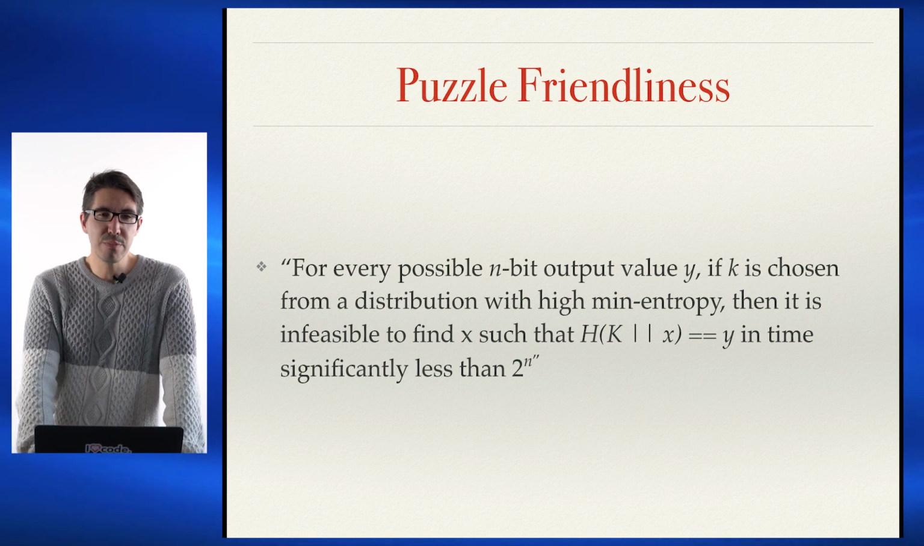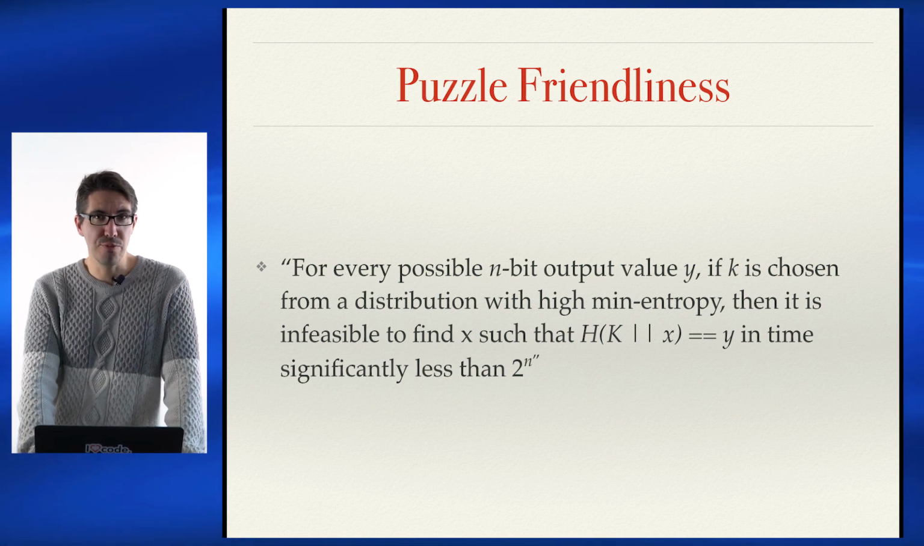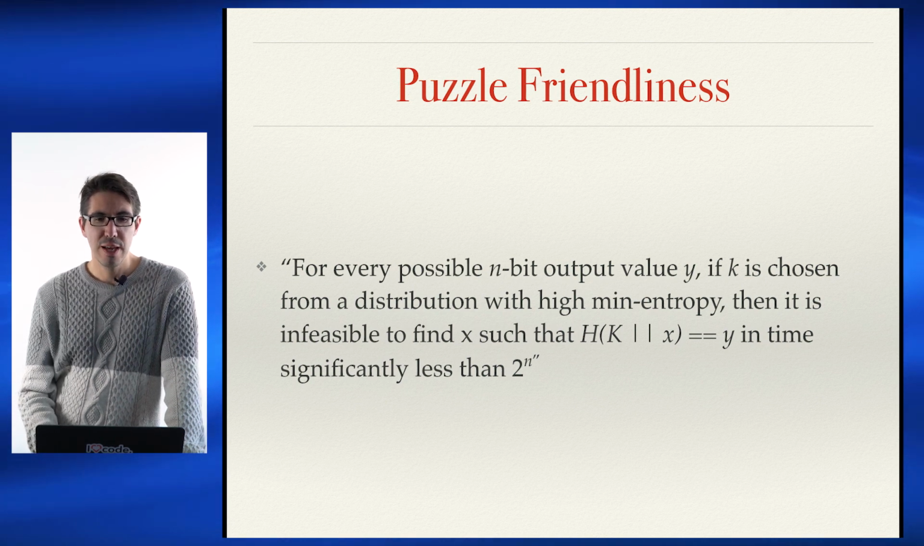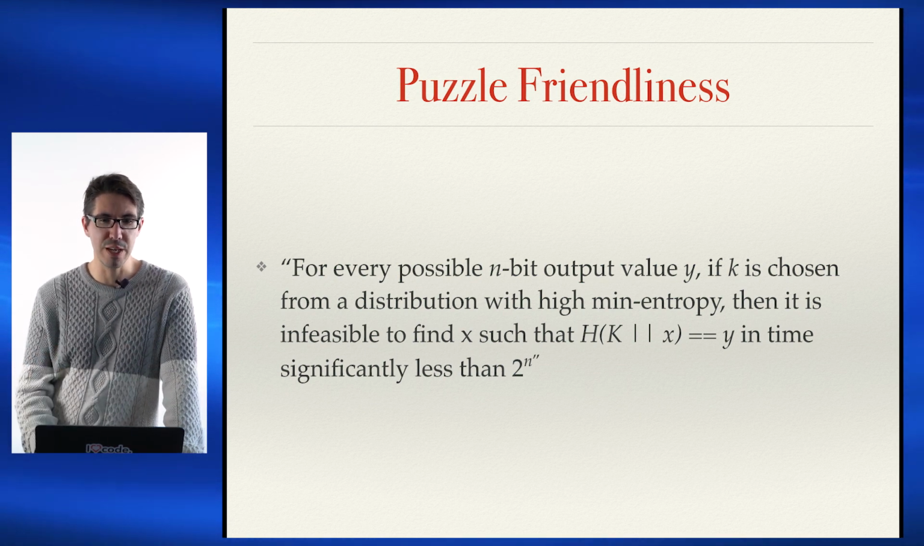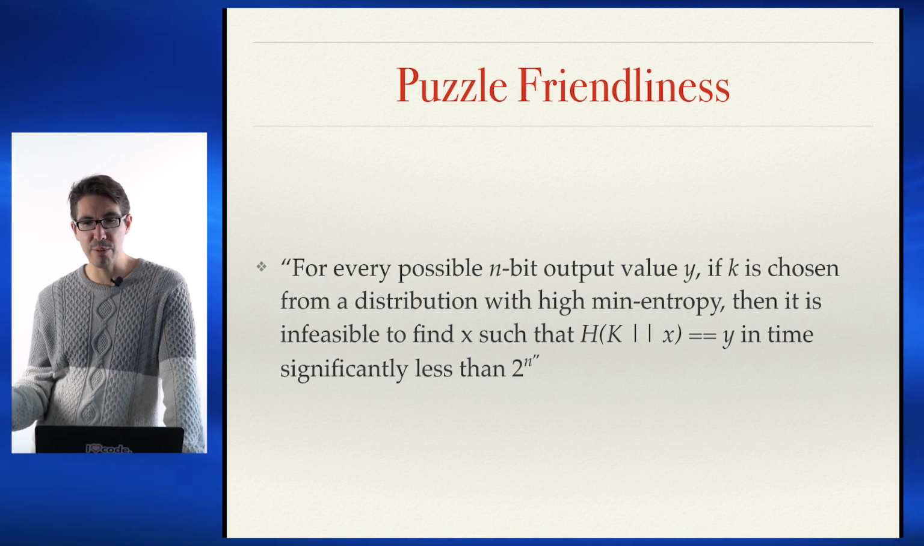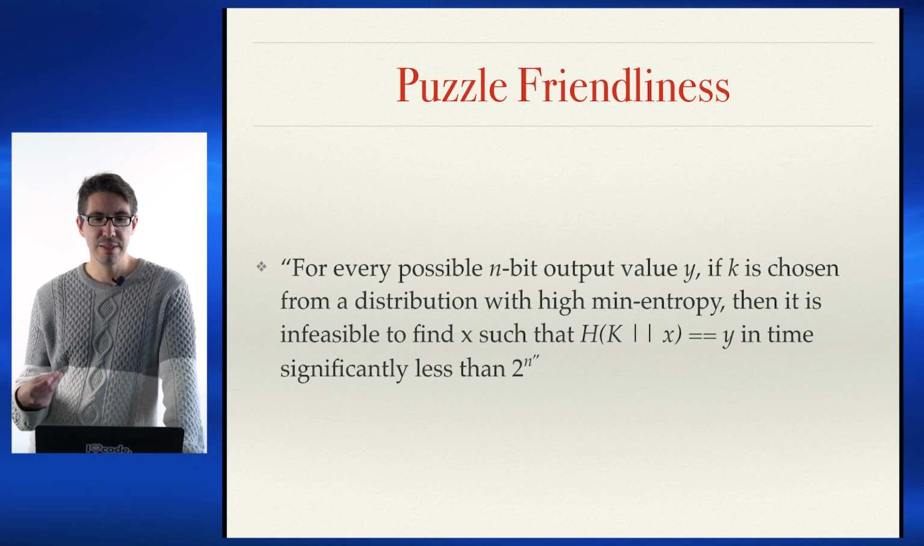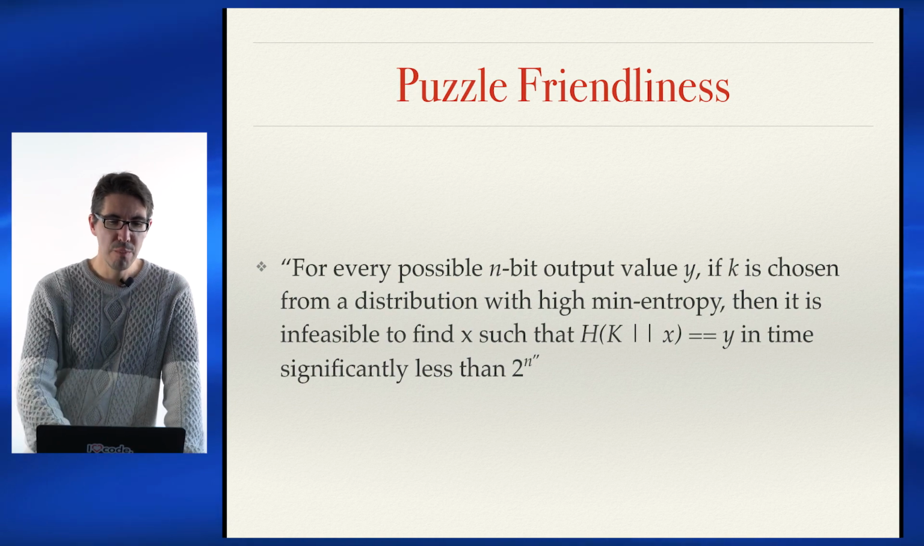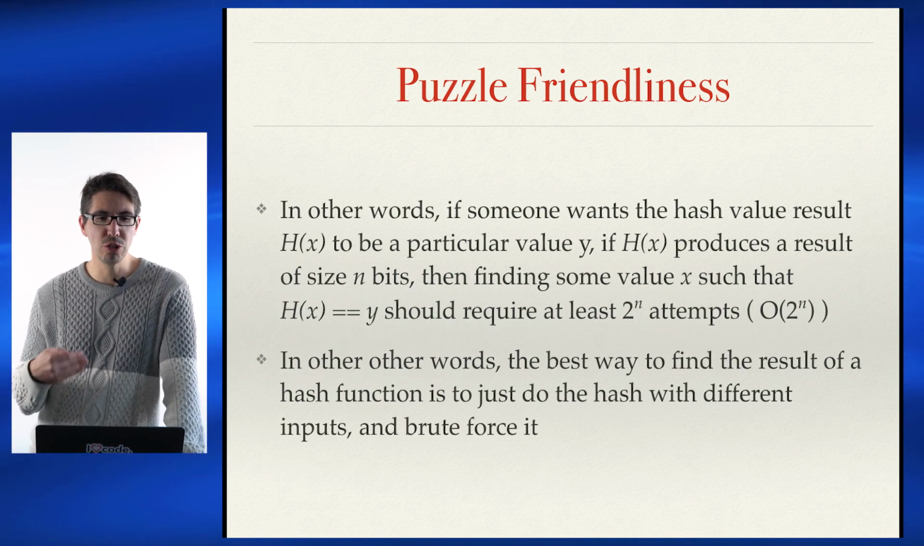So the last aspect that makes a hash a good cryptographic hash, especially for Bitcoin and other proof-of-work blockchains, is that it's puzzle-friendly. That is, for every possible output value of n bits, if k is chosen from a high min-entropy distribution, it's infeasible to find x such that k concatenated with x equals y in time significantly less than 2 to the nth. Kind of a complicated definition, but really all it means is that there are no shortcuts.